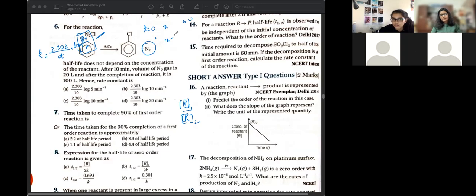Why? Because that's after 10 minutes. No, but so X, 0 and 20, that's how it should be, or 20, 20, where T is equal to 0, right? X is equal to 0. When T equals 10 minutes, it should be N2 gas is 20 liters, and after the completion, it is 100 liters. So it should be, I'm not sure.